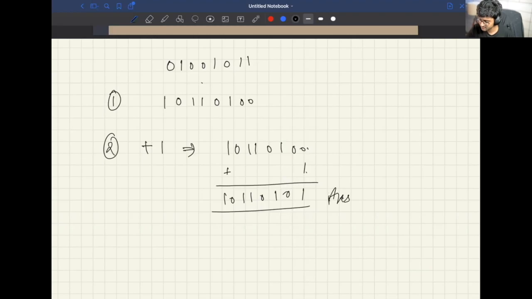Answer. This is actually a negative number. How do we know that this is a negative number? Because the most significant bit is 1. This is a 2-step process to convert any number into a negative number. Make sense?